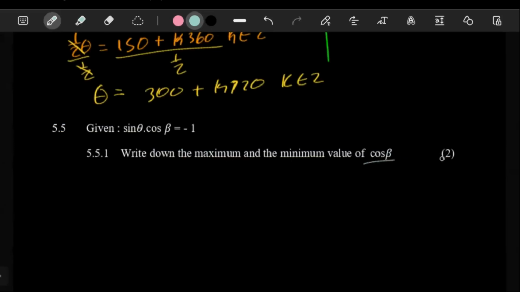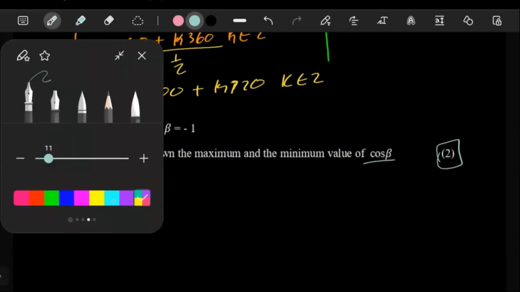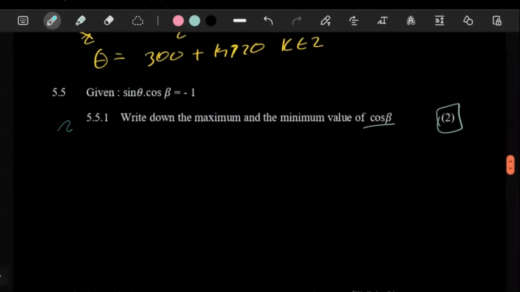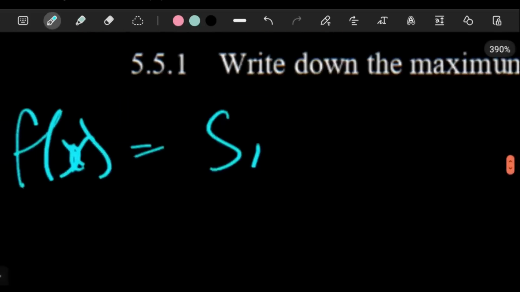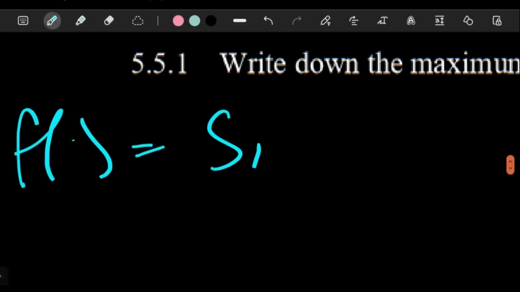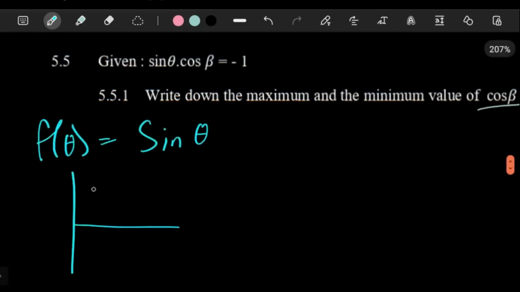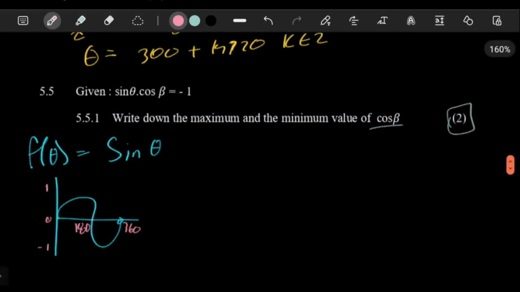So this is a 2-mark question. The idea is you have to think logically here, because you have to think of two graphs. Think of f of theta equal to sine theta. The sketch here, we know it's just a standard sine graph. It goes up, down, between 1 and -1, from 0 to 360, with 180 in the middle. Fine. This is your graph.